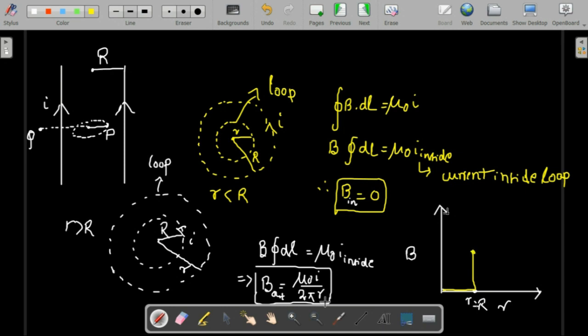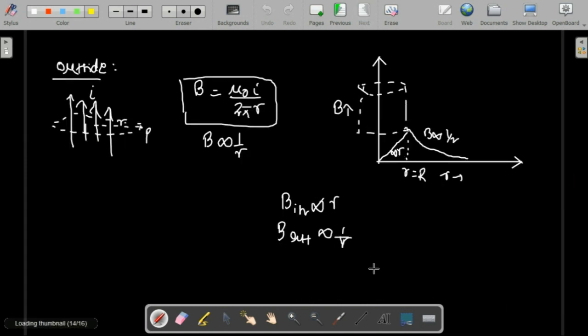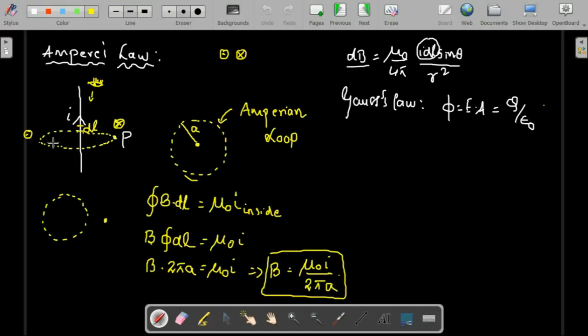Okay, there would be a jump, and then again it falls as 1 by r. So it is again going to be like this. So the graph will also change depending on whether we are having a distribution of charge, or the charges are only flowing across the surface. So that's very important, which is actually called as the Amperian loop.